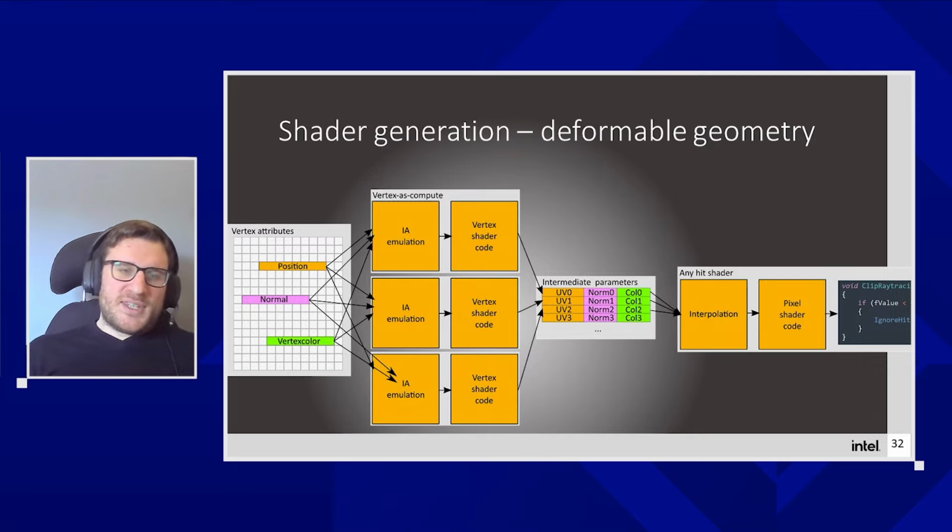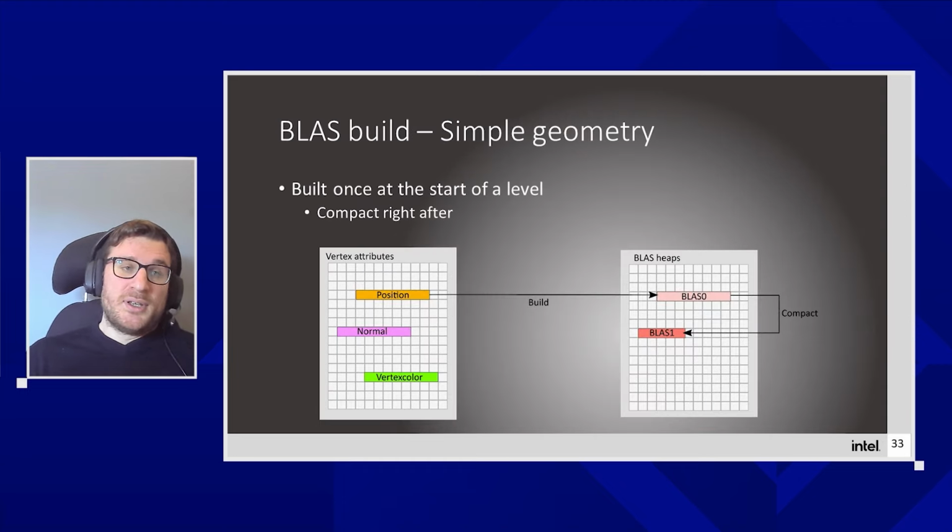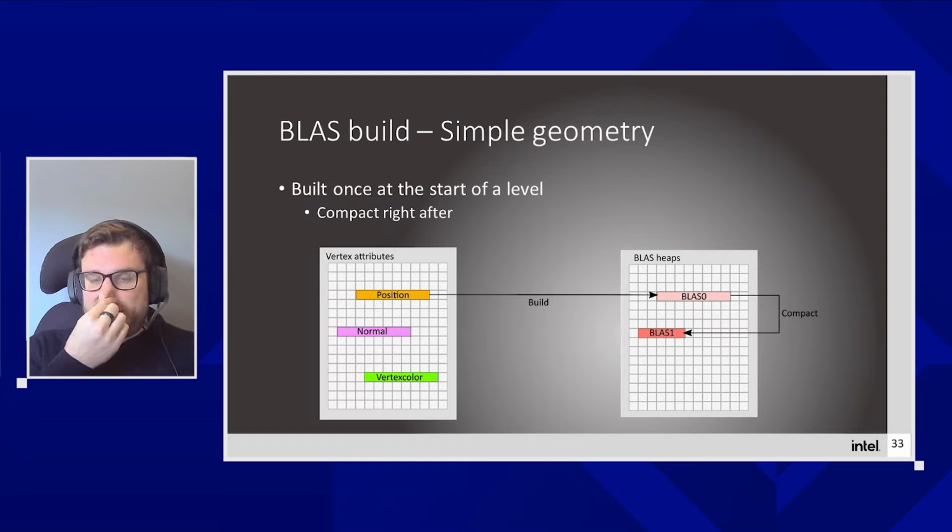So now that we have discussed the pipeline for generating the shaders, let's go back and talk a bit about the bottom level acceleration build. For simple geometry, it's very simple. We have the vertex attributes. As I mentioned, the geometry is already there. We can just build this straight away and generate a BLAS in the BLAS heaps.